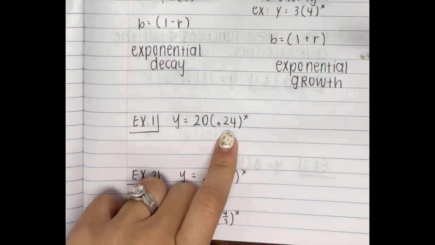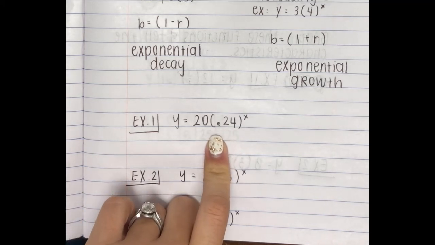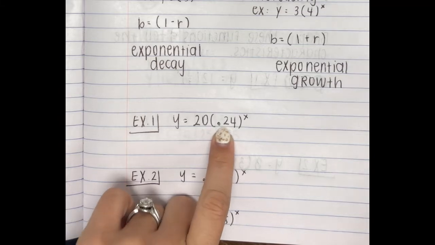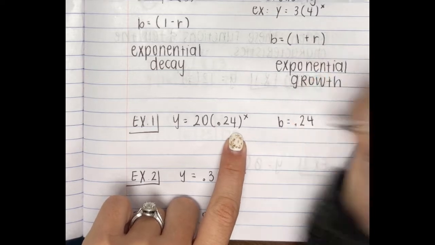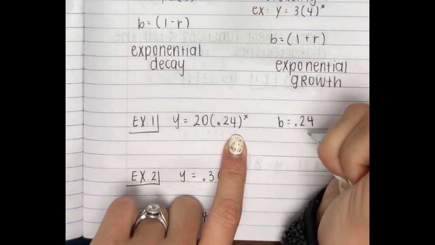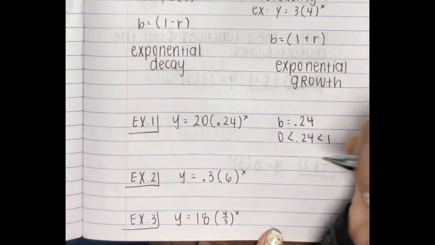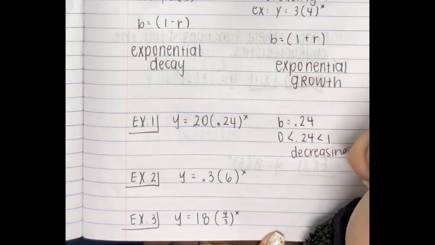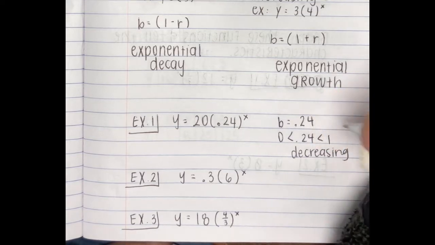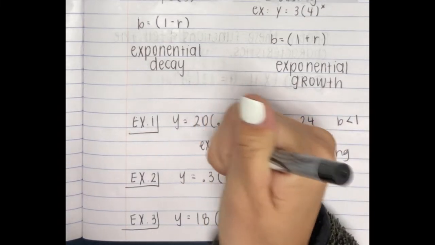Okay, so we're looking at the b value here. What I want us to talk about is whether it's exponential growth, decay, decreasing, increasing, all that. Since my b value, the one that's raised to the power of x, is 0.24, this value is in between 0 and 1, which means it is decreasing. We could say this b value is less than 1. So it's decreasing, and it would be exponential decay.